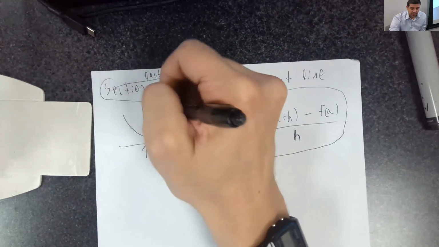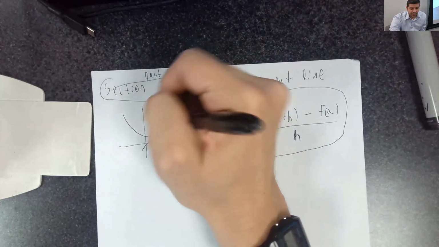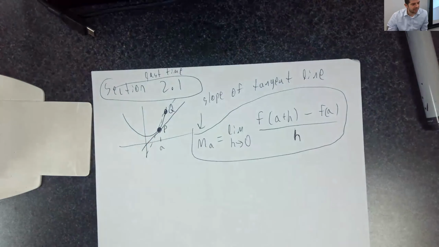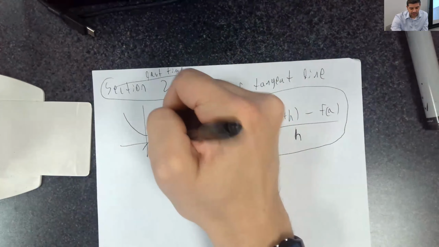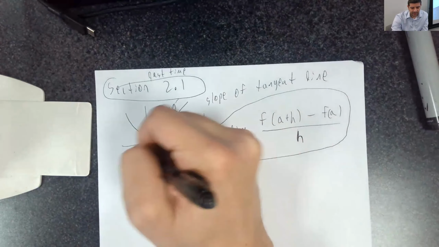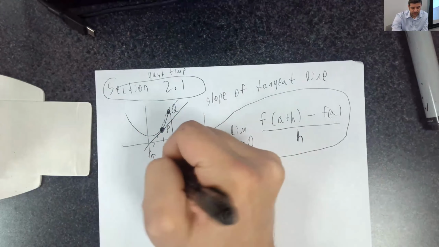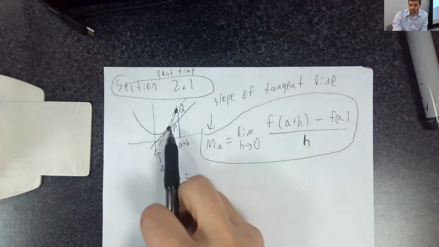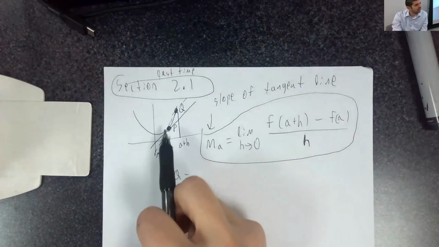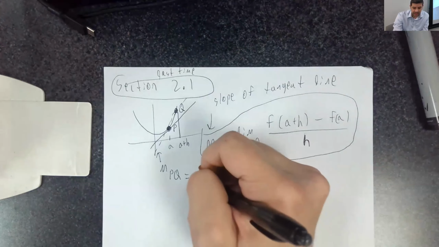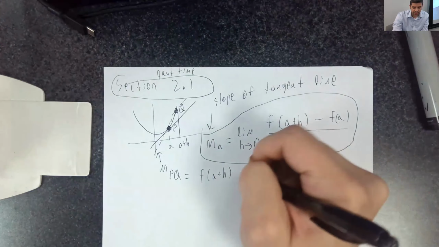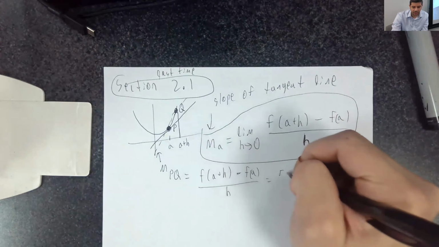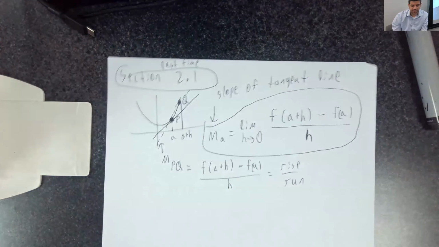We also had secant lines, and we had the slope of a secant line. So if Q is located at a plus h, so the secant line P to Q, right? What's the slope of a secant line? Well, you have 2 points, rise over run between 2 points. The slope of a secant line is f of a plus h minus f of a, divided by h. So it's just rise over run between 2 points, P and Q.